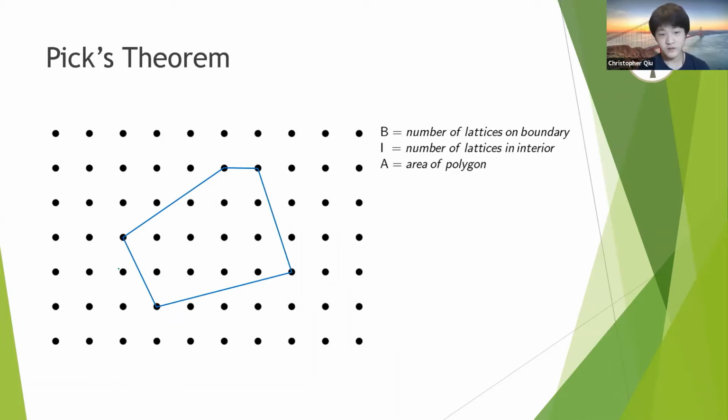And remember that lattice points in this case are points that have integer coordinates. So we can't have a polygon that looks like this, just floating in space. All of the vertices have to lie on a lattice point. In other words, none of the vertices can be floating in space.